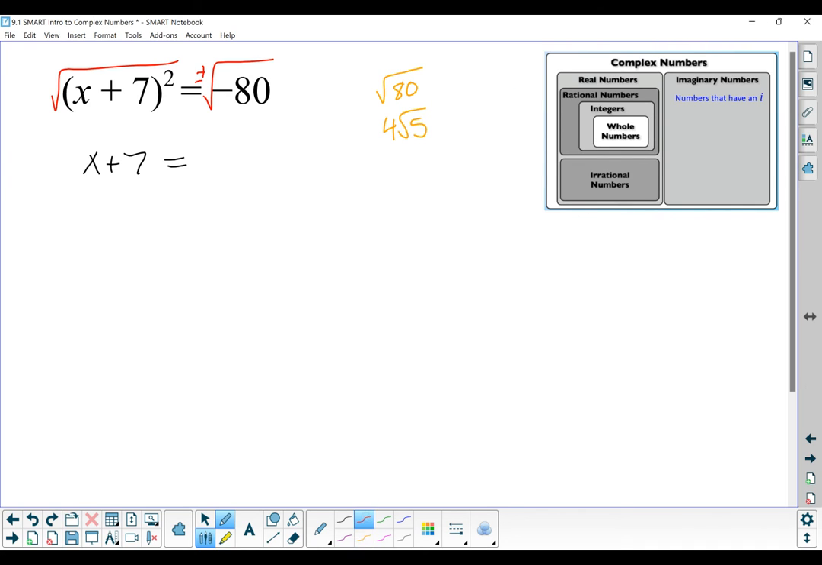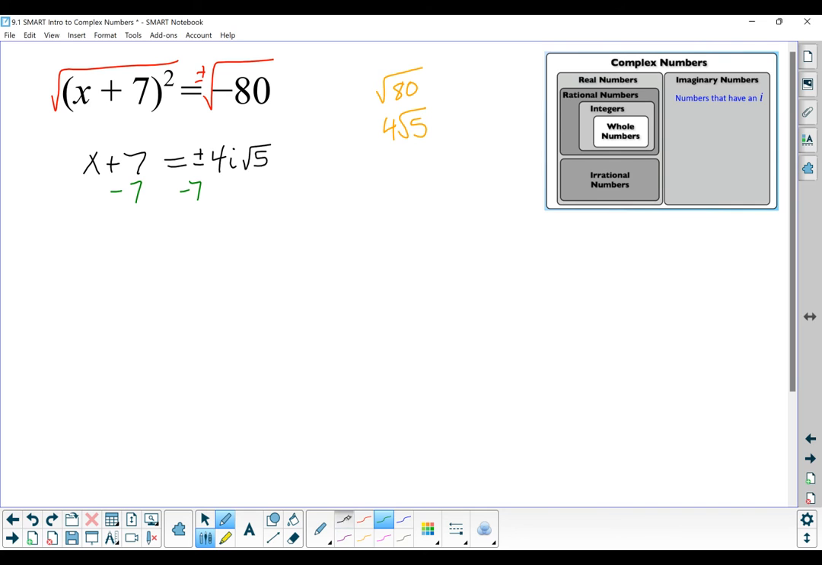So since this is the square root of negative 80, we have a positive and a negative answer here, and it's going to be 4i root 5. We put the i after the 4, but before the root 5. And we're not quite finished with our problem because that's x plus 7, and we want to solve for x. So our last step is to subtract the 7.